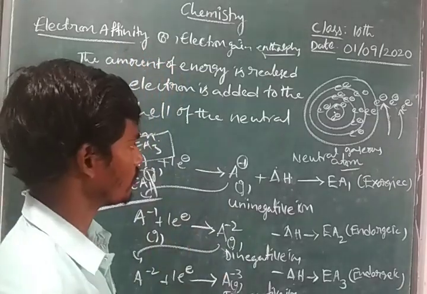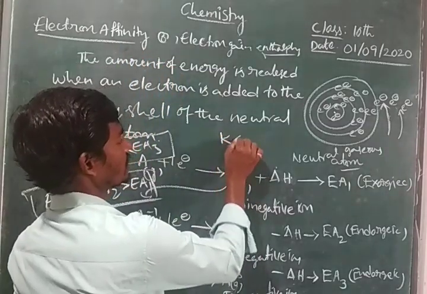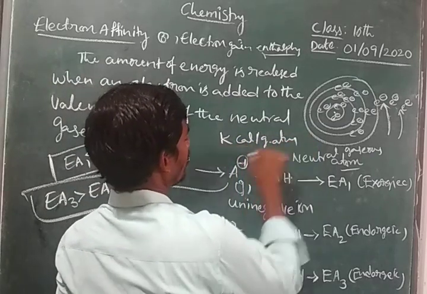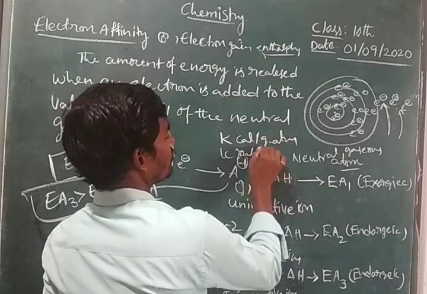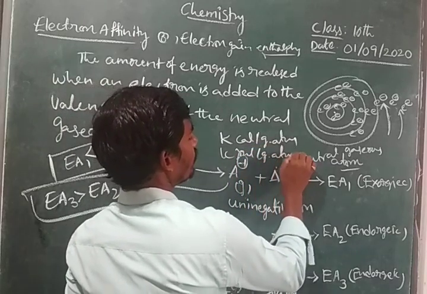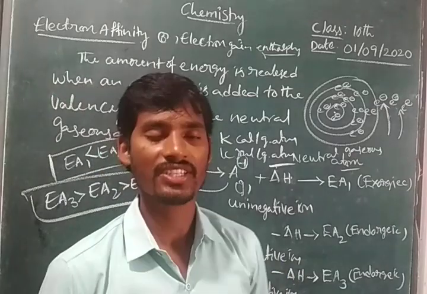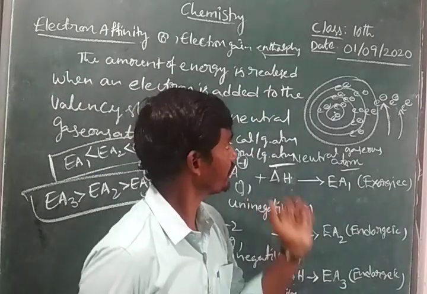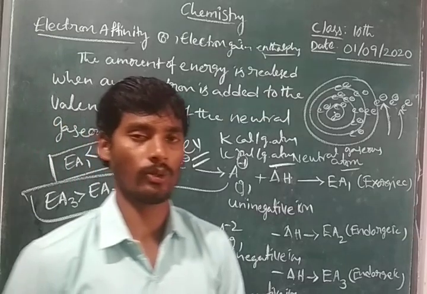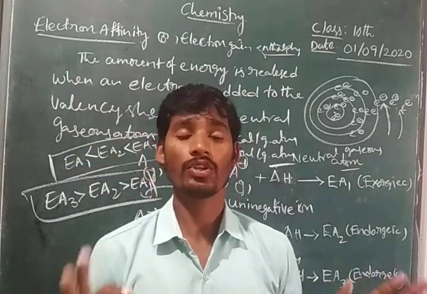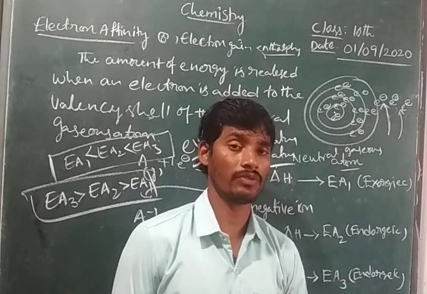Here also, electron affinity units are kilocalories per gram atom, kilojoules per gram atom, and electron volts. These are the units of electron affinity or electron gain enthalpy. So today we discussed what is meant by electron affinity.